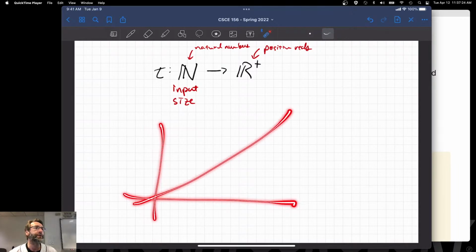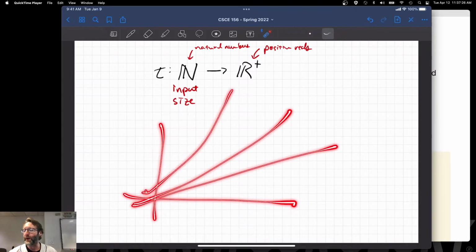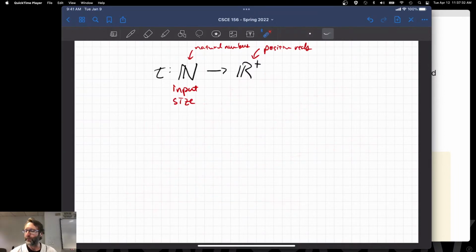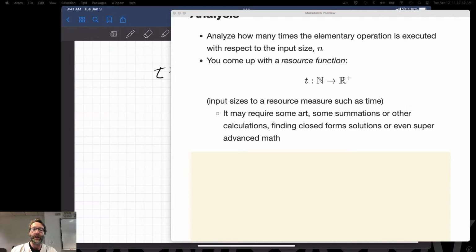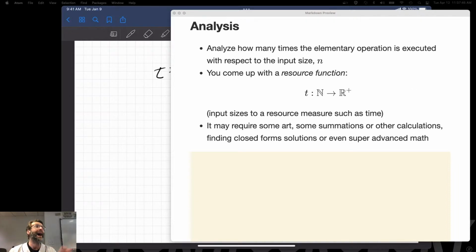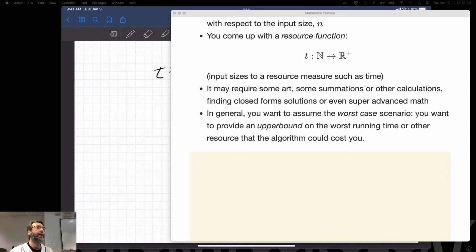For all intents and purposes, you can consider it as monotone increasing functions: n squared, n, 2 to the n if it's really, really steep. But it all comes down to an art. It may require some art, some summations, solving a formula. It might come to some sort of math. In general, however, you want the worst case scenario. You want to provide an upper bound on your analysis because you want to know, in the absolute worst case, how is this algorithm going to perform. So that's the 4-step process in detail.